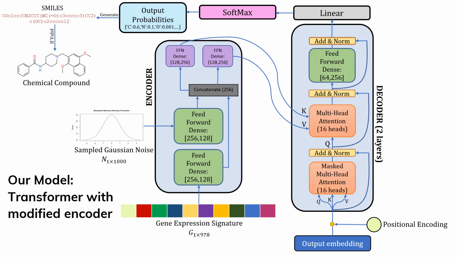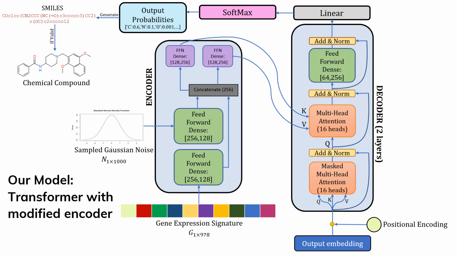This is the network architecture of a transformer model with a modified encoder. We aim to pose the idea of producing drug-like molecules from a given gene expression signature as a machine translation problem, where the input language is the gene expression and the output language is the SMILES string of chemical molecules. But here, gene expression signature is not a string or a sequence, but a float vector of length 978.